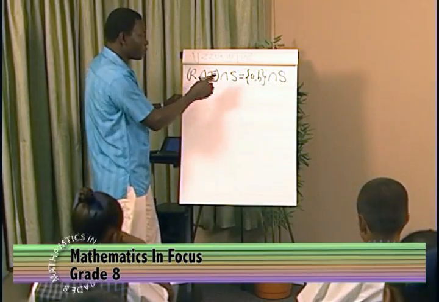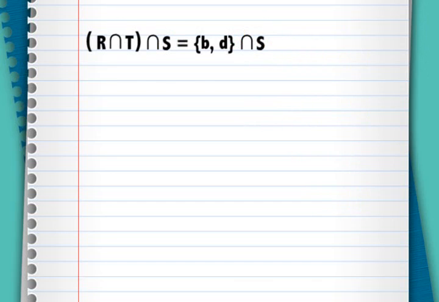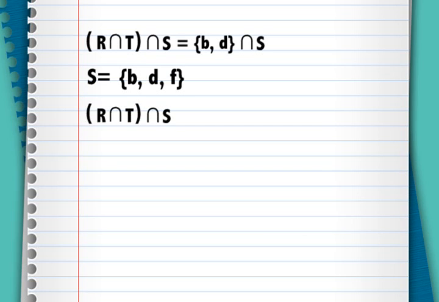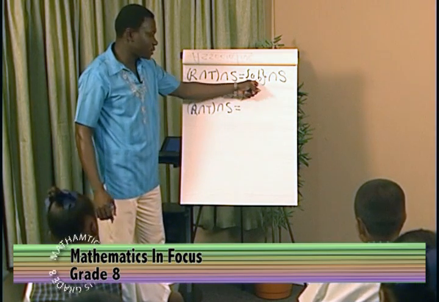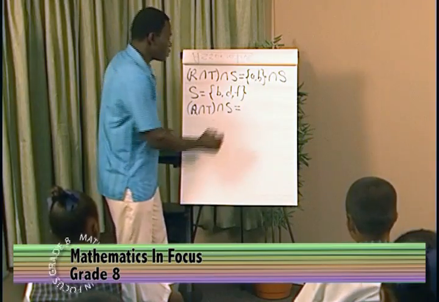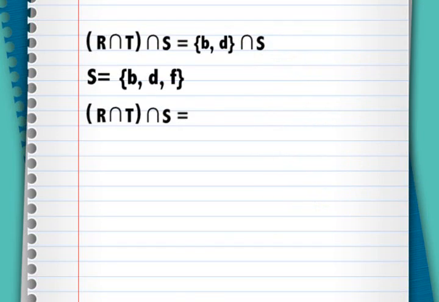Let me just write back what S is right across here. So we have S is equal to B, D, F. So R intersect T intersect S will therefore be equal to this set intersect that set. All right? Which is equal to set B.